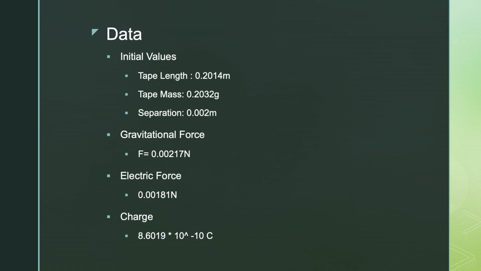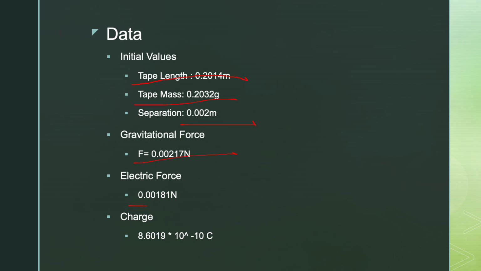So from the actual lab, we had some initial values and some data. We found that the tape length is equal to 2.2014 meters. Tape mass is 0.2032 grams. Then the separation between the two pieces of tape was 0.002 meters. Using the mass, we found that the gravitational force was 0.00217 newtons.